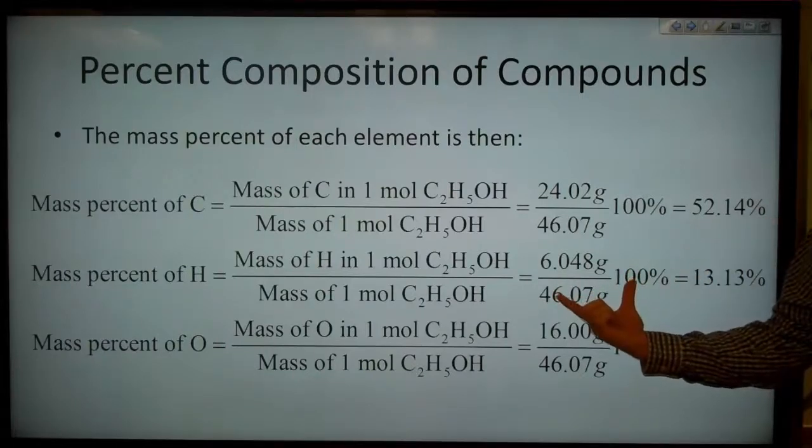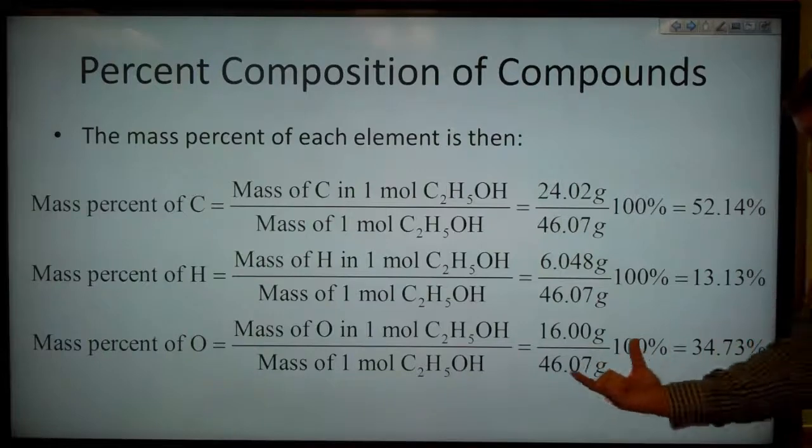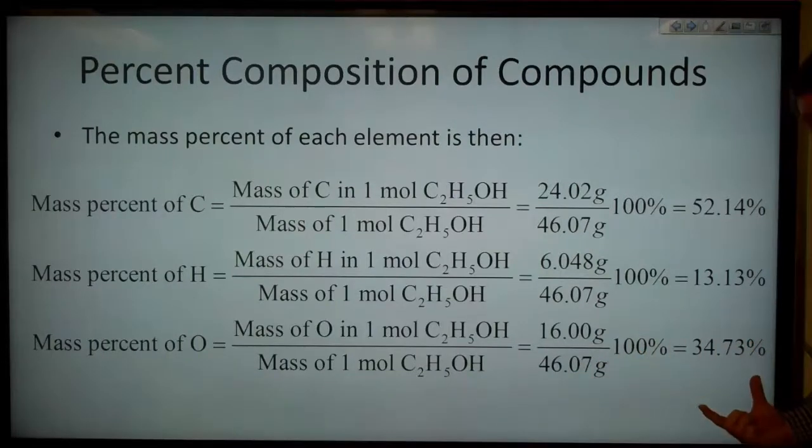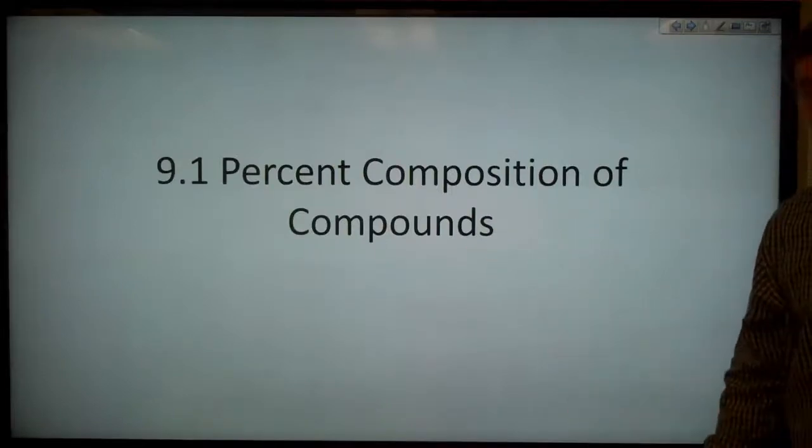An equivalent calculation for hydrogen, 6.048 grams divided by 46.07 grams times 100%, gives us 13.13% hydrogen. And for oxygen, we end up with 34.73% oxygen. So that was percent composition of compounds.